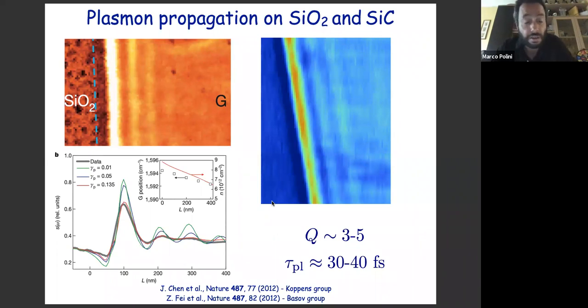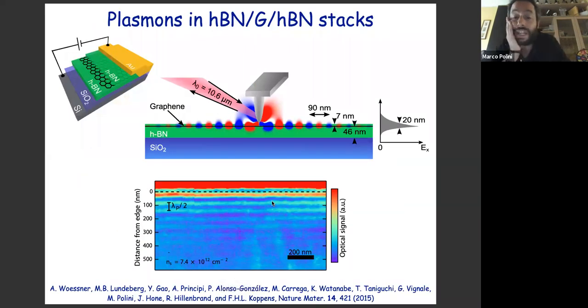You see these from the small number of fringes that you can see in these early experiments. Okay, so a mini revolution happened. As for the transport people, they were very excited when they realized that you could minimize disorder by encapsulating graphene in boron nitride. So it was pretty clear that this was going to work also to increase the plasmon lifetime.